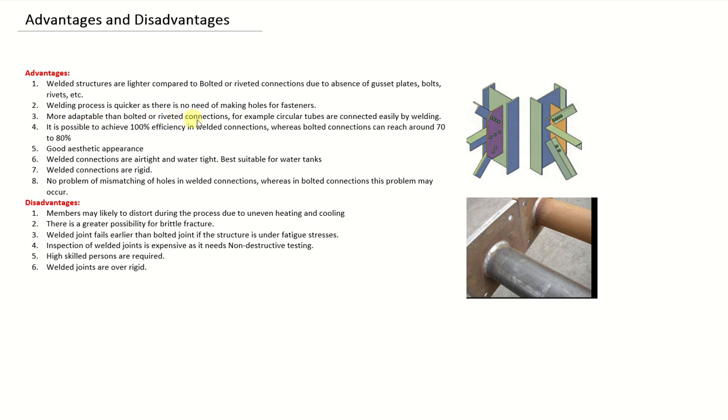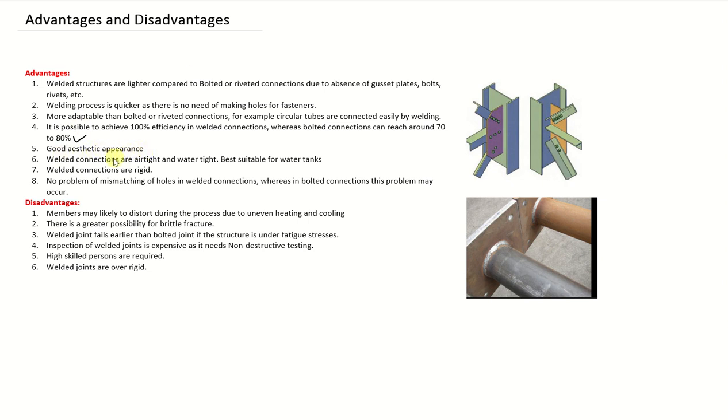More adaptable than bolted or riveted connections. For example, circular tubes are connected easily by welding. You can see this image. The circular rod is connected to the plate. It is directly connected through the welding, and the process is easy. It is possible to achieve 100% efficiency in welded connections, whereas bolted connection can reach only 70 to 80%. That will be seen with the example problem.